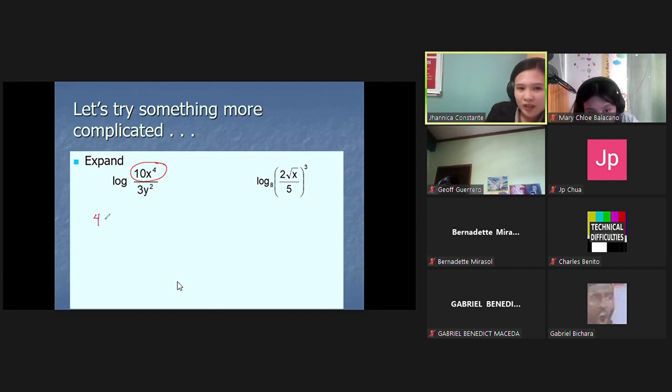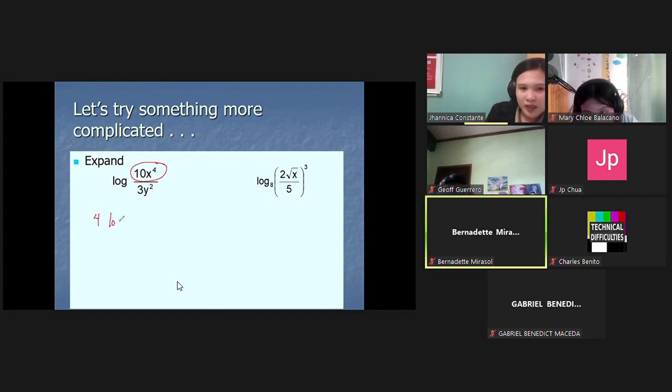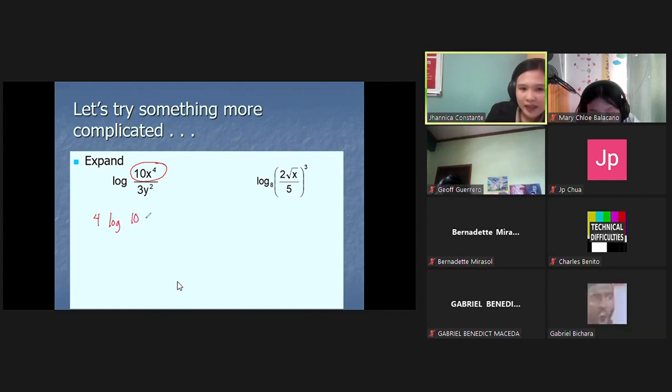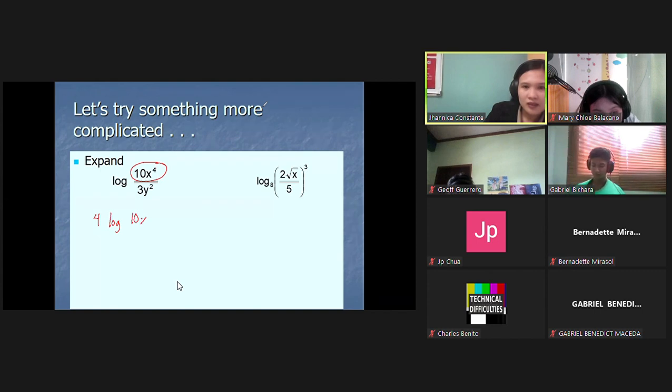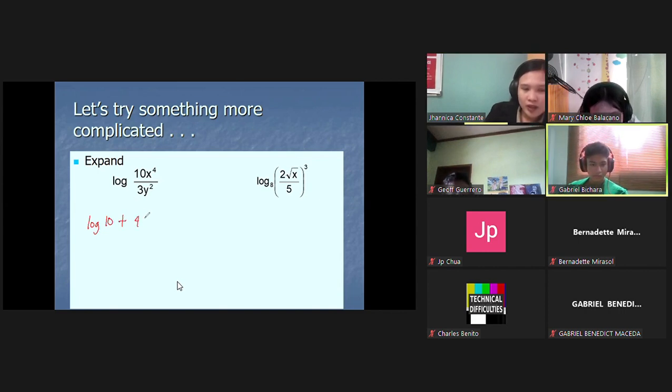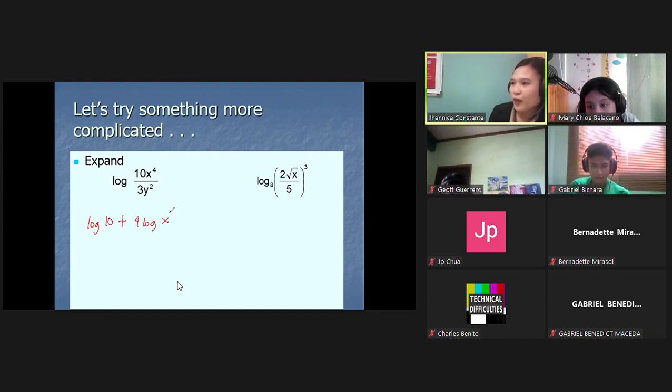4 logarithmic 10x. So we have logarithmic 10 plus logarithmic 4x. That is the first expanded form of our first argument.